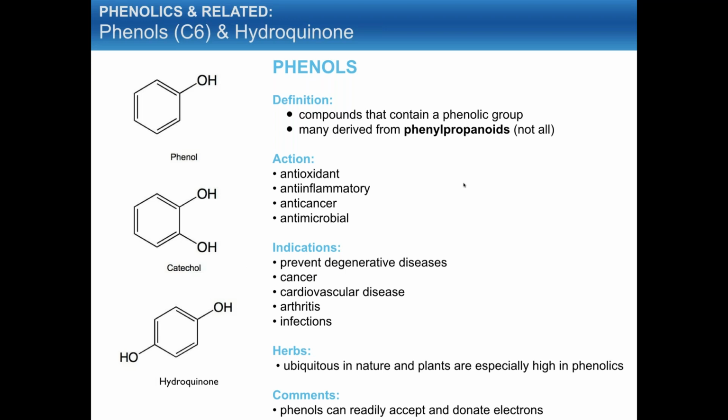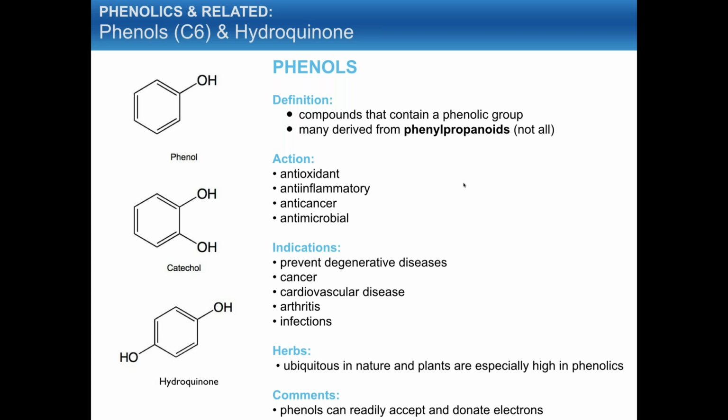So in general, if we're going to talk about phenolic compounds, in nature, they usually don't exist as phenol because it will evaporate away in that sort of form. But a phenol or a phenolic compound, because they have that OH group on that aromatic ring, it's able to accept and donate electrons along the ring structure. And so one of the ways that phenolic compounds function is they act as antioxidants.